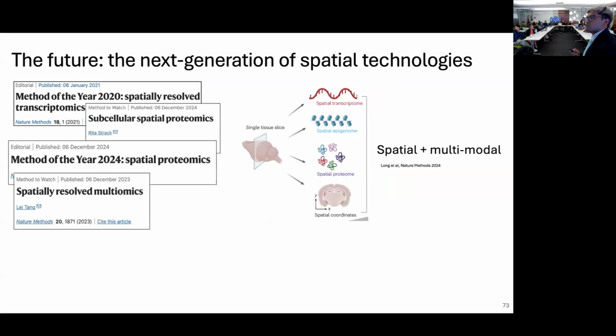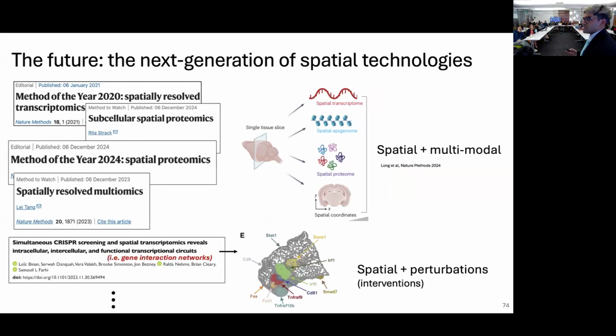For example, you can now do multimodal measurements, where you measure not just genes, but also genomics or proteins or even metabolites at different locations in a tissue. You can even do this within a cell also. There's also now perturbation data, where you can use something called CRISPR to induce knockouts inside individual genes, and you can try to infer spatial gene interactions.